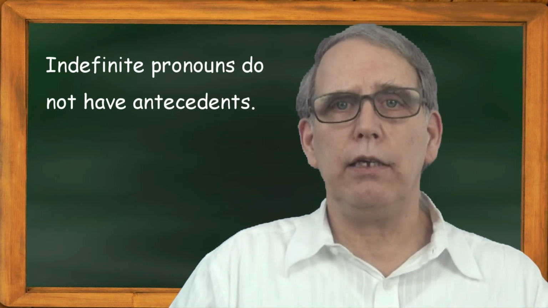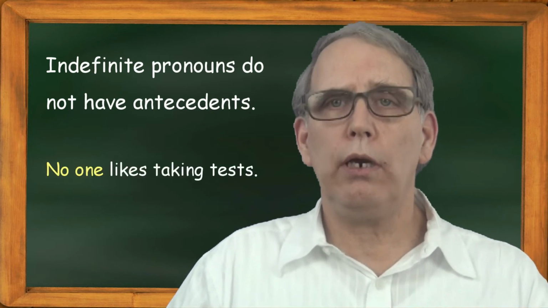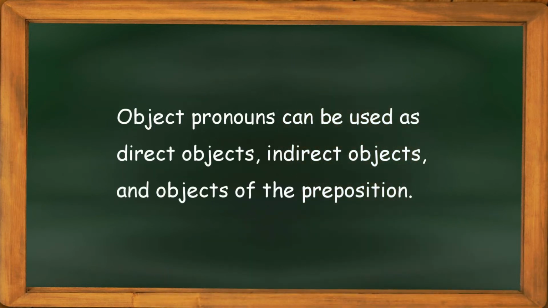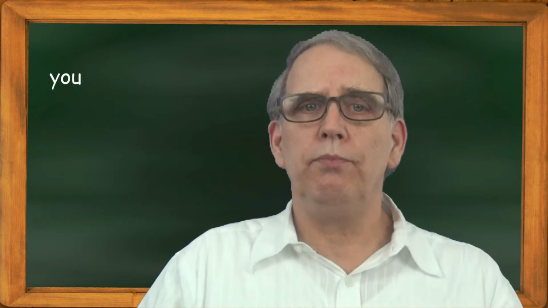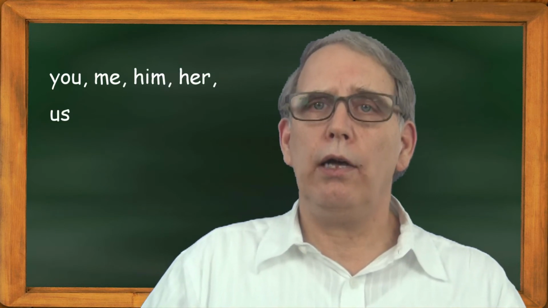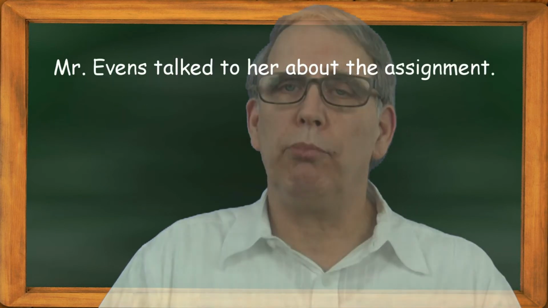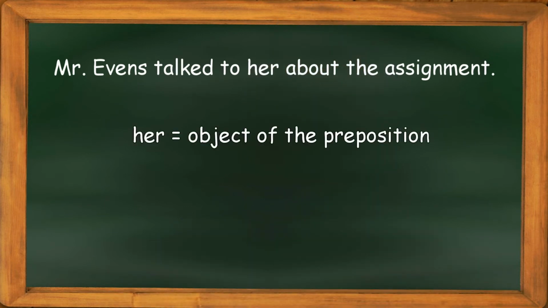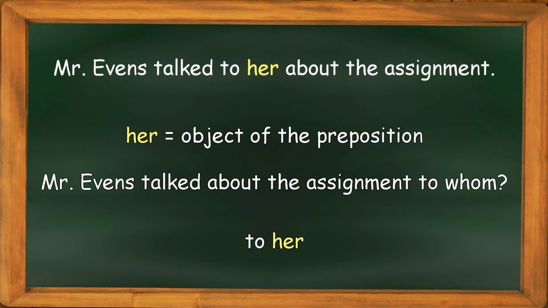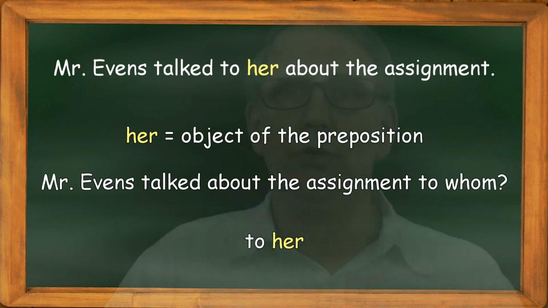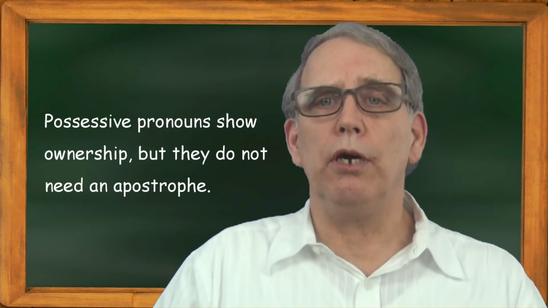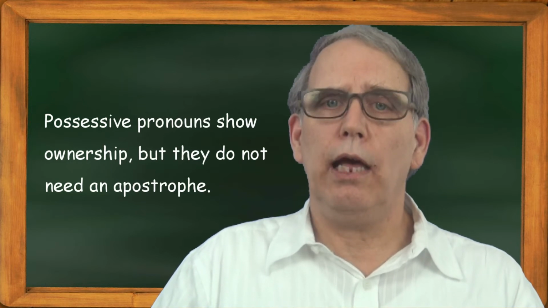Thirdly, indefinite pronouns do not have antecedents. They are capable of standing on their own. For example, no one likes taking tests. Object pronouns can be used as direct objects, indirect objects, and objects of the preposition. These include you, me, him, her, us, them, and it. For example, Mr. Evans talked to her about the assignment. So her is an object of the preposition. Mr. Evans talked about the assignment to whom? To her.